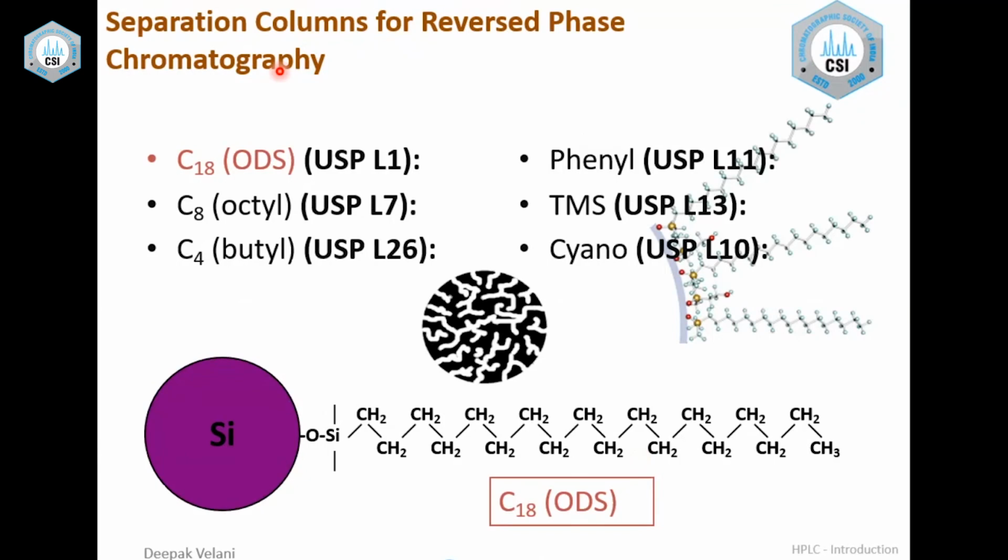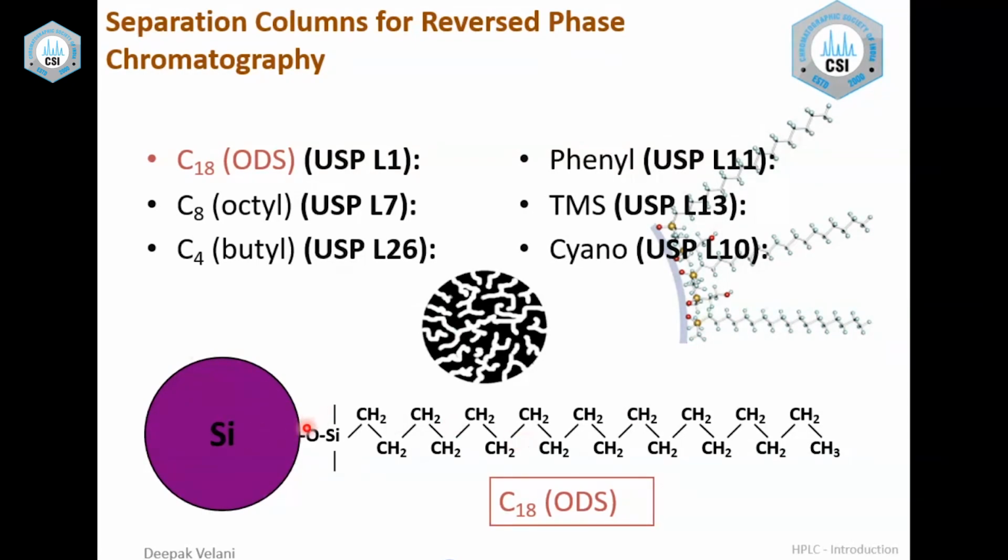These are the typical columns used in reverse phase: C18, which is USP L1, octadecylsilane; C8, octylsilane, which is USP L7; butyl L26, phenyl L11, trimethylsilane L13, and cyano L10, and as I said, amino L8. They are the columns used in reverse phase HPLC.